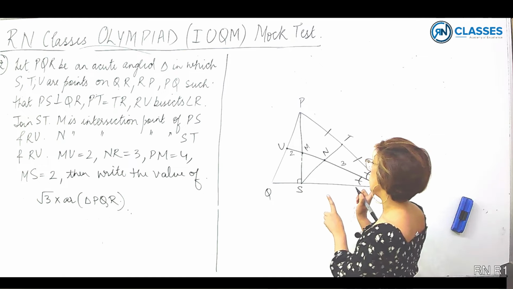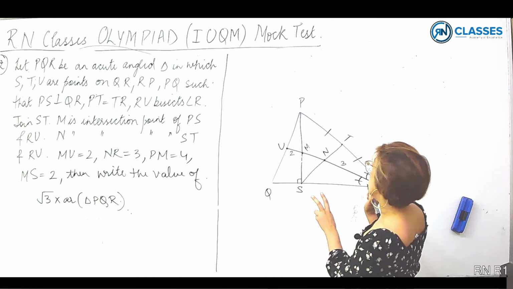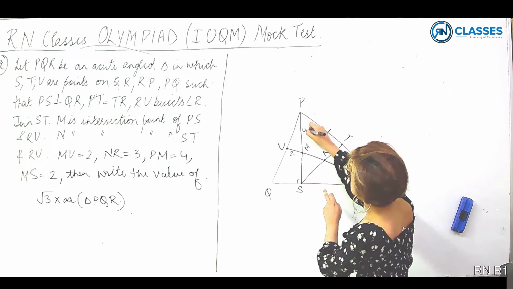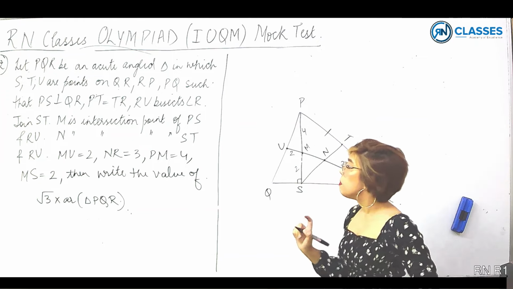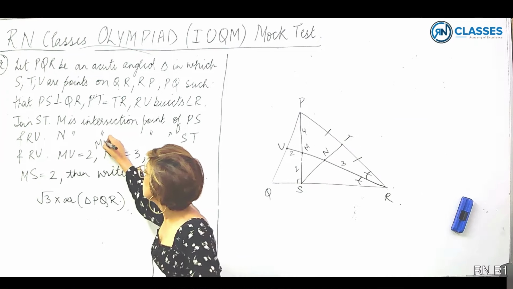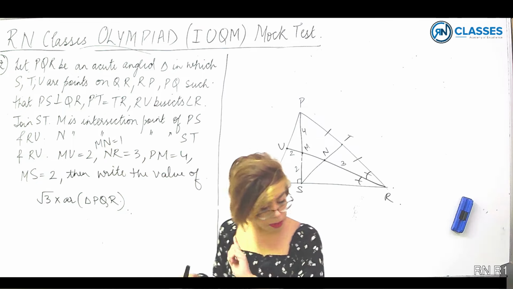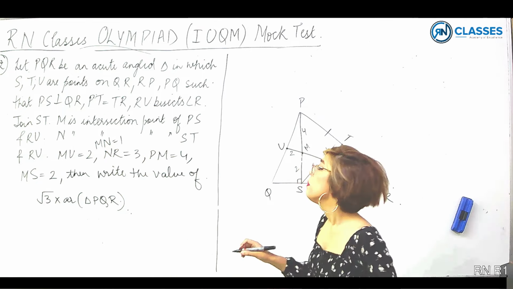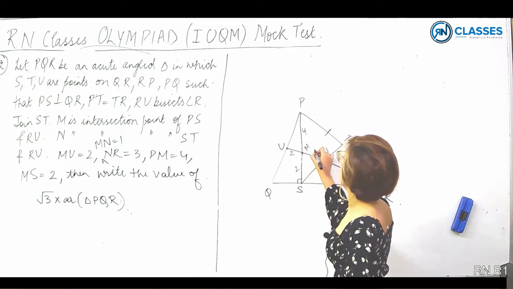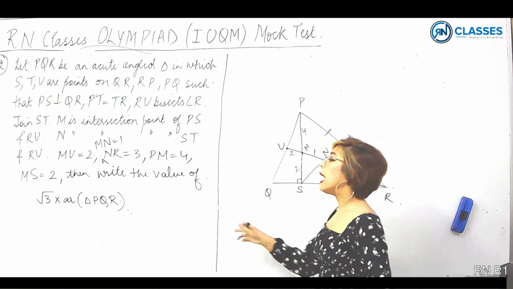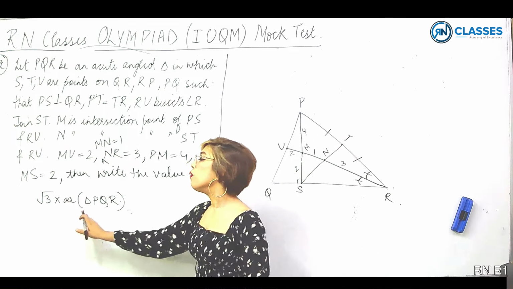I think I missed one thing. PM is given to be equal to 4, MS is 2. And it should be given MN turns out to be 1. I think it's written in the question paper, I have not written it here. Okay, so MN is 1. Now, he says write the value of root 3 times the area of triangle PQR.